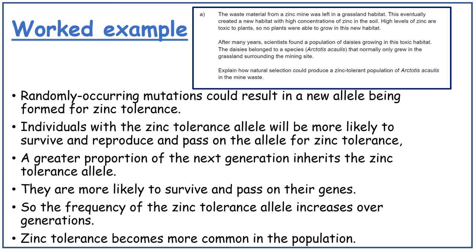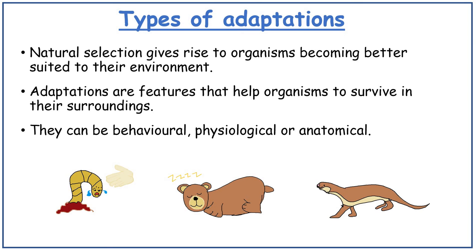Individuals with a zinc tolerance allele will be more likely to survive and reproduce and pass on the allele for zinc tolerance. A greater proportion of the next generation inherits the zinc tolerance allele. They are more likely to survive and pass on their genes, so the frequency of the zinc tolerance allele increases over generations. Zinc tolerance becomes more common in the population.